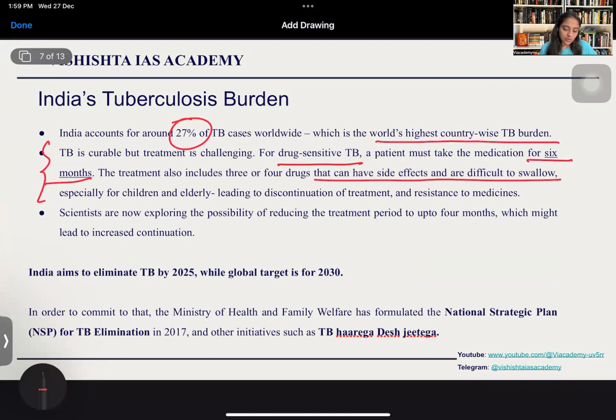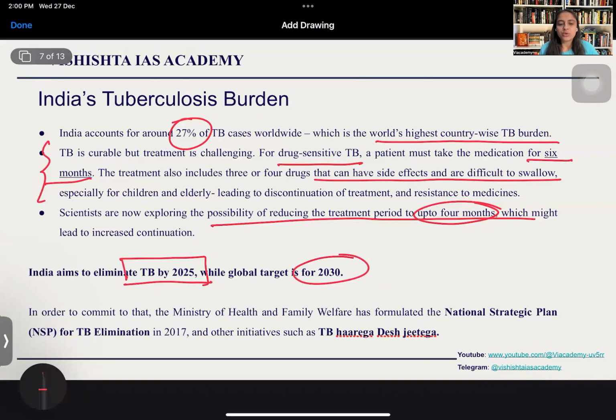So scientists are now exploring the possibility of reducing the treatment up to 4 months. That is why this was in news. And this might lead to increased continuation of taking medicines and lead to reduction in India's tuberculosis burden. This particular move will help India because India aims to eliminate tuberculosis by 2025, while the global target is 2030. So we aim to eliminate tuberculosis 5 years ahead of the global target.